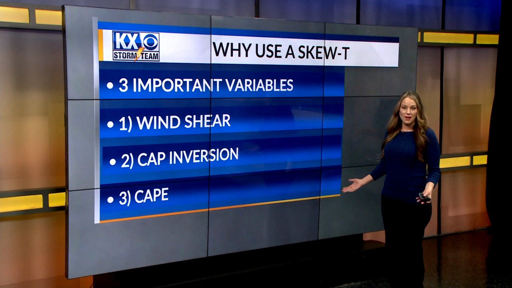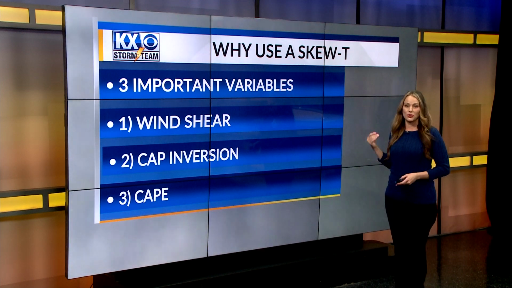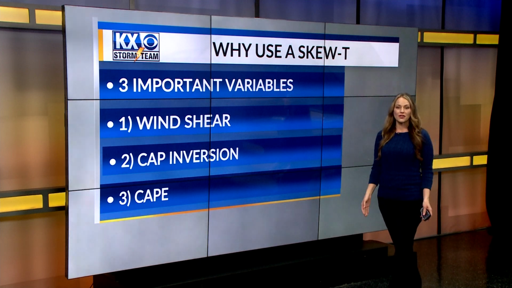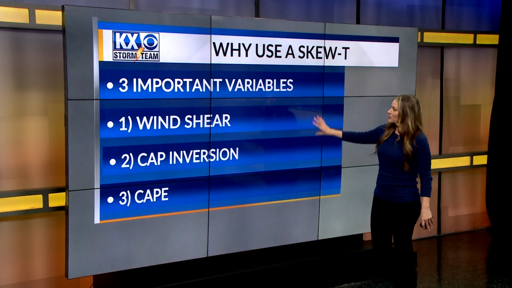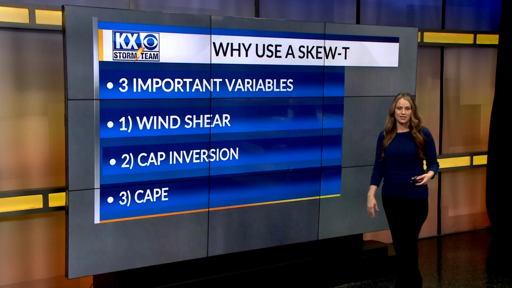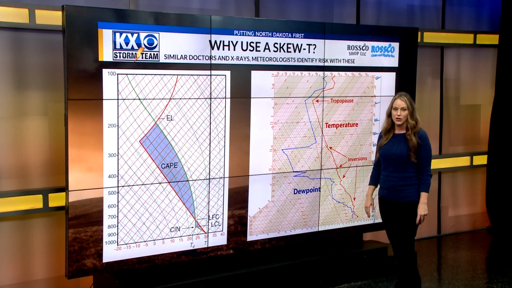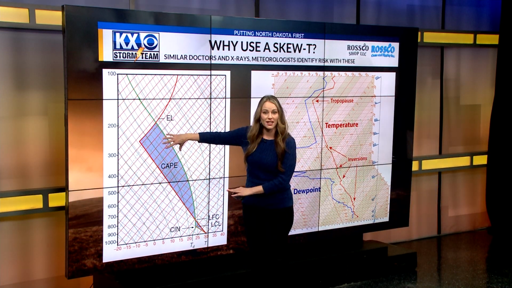Well, I'm meteorologist Amy Metz, covering weather-wise on skew T diagrams and weather balloon launches today. So there's three very important variables that I will focus on with these busy charts. It's going to be wind shear, cap inversions, and something called CAPE. That's the convective available potential energy. And right in here, we can see that there's a lot of blue because it exists.